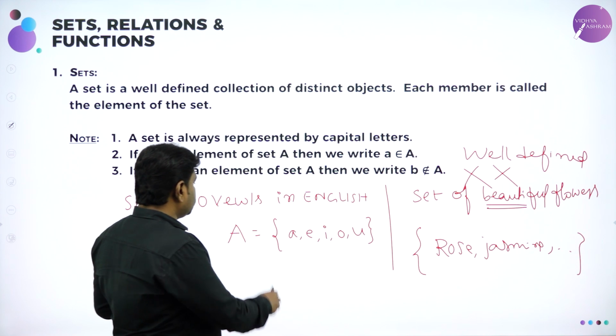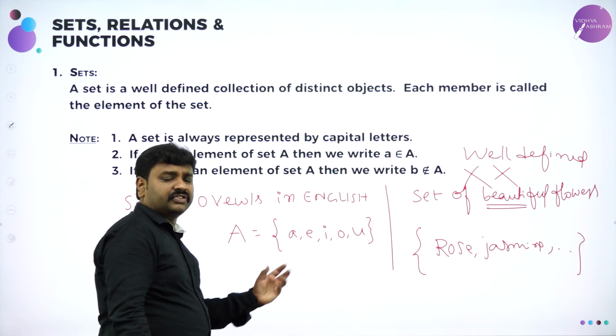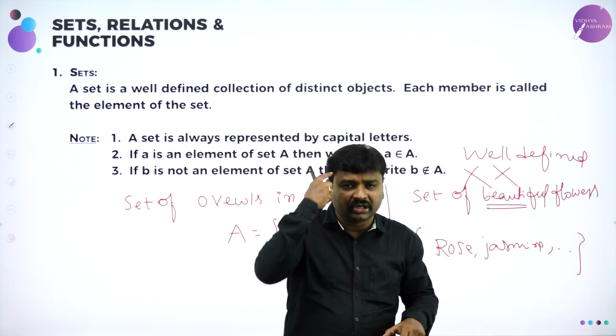And the set of vowels, A, E, I, O, U: the elements are universally accepted. They are fixed. So this forms a set. But the set of beautiful flowers does not form a set. That also you should remember.